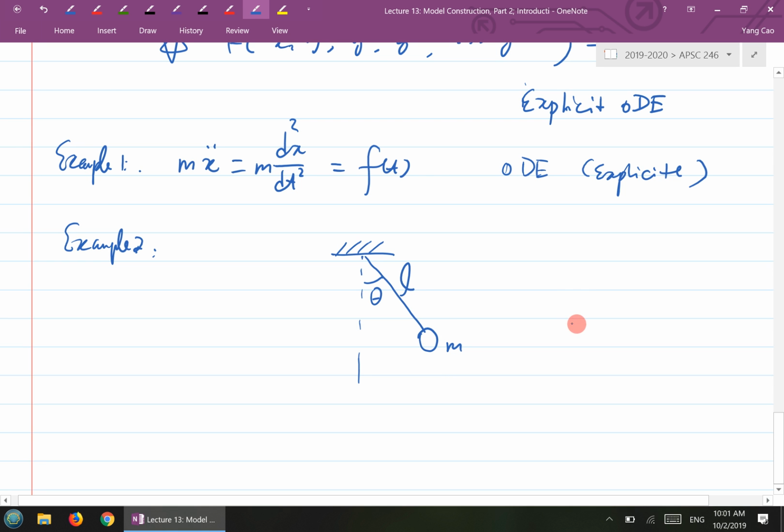To construct the model, you follow exactly the same approach. Take this m out, and then draw a free body diagram for this m here. And then we'll apply Newton's second law. If I draw the free body diagram, you have a gravity force here. Now you do have a tension force along this string here.